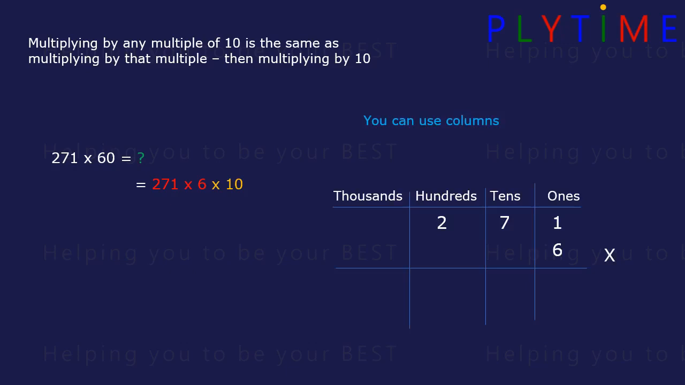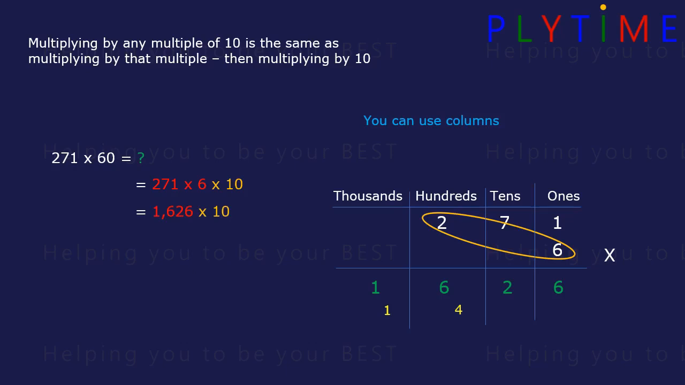271 times 6. 6 times 1 is 6. 6 times 7 is 42. We write the 2, carry the 4 forwards. Then 6 times 2 equals 12, plus the 4 carried forward equals 16. So we have a total of 1,626. Then multiply this by 10.